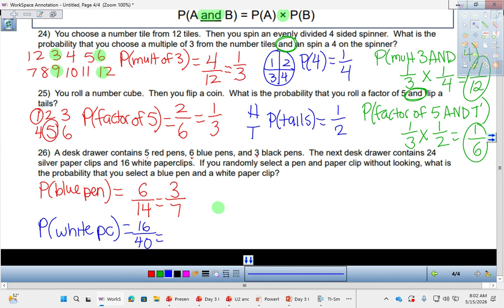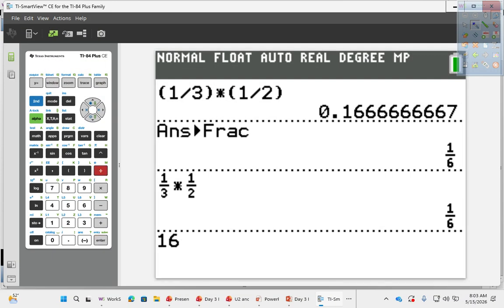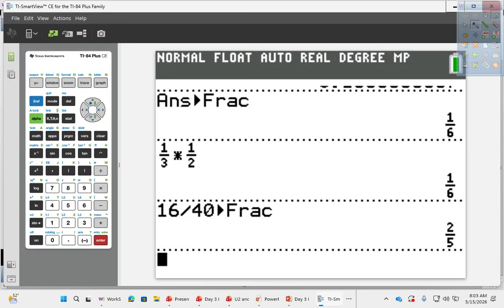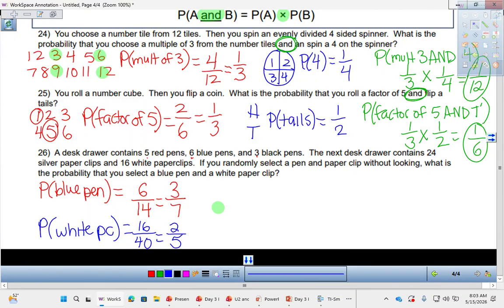Divided by 4. 10. No, 8. Divided by 8. 2 fifths. Okay, 16 divided by 40. You could just type that in your calculator. 16 divided by 40. Math, enter. 2 fifths, right? You don't have to be able to get that fraction on your own.